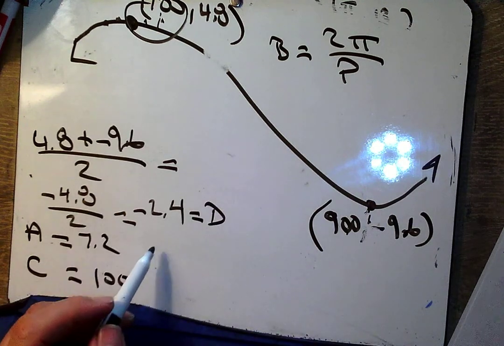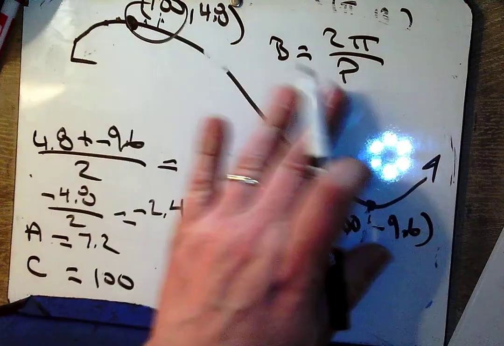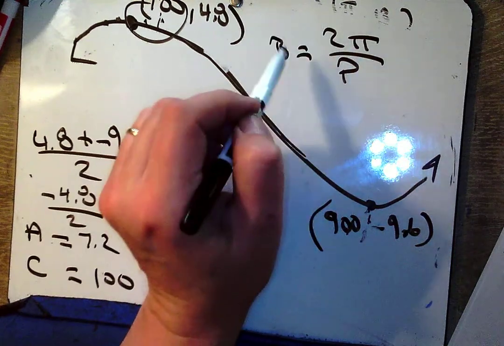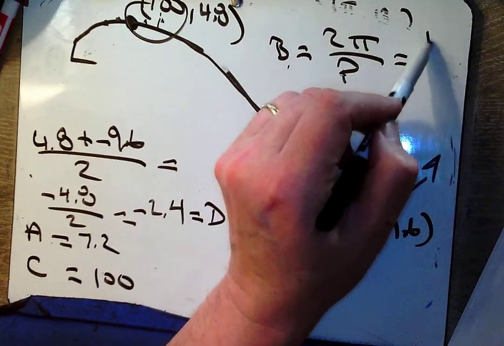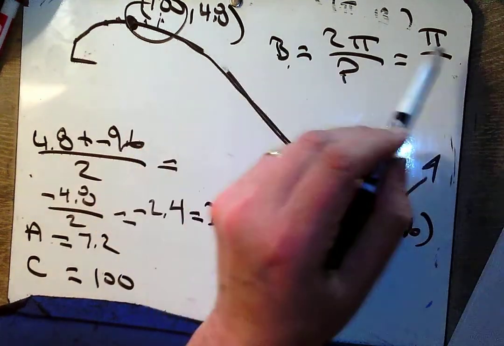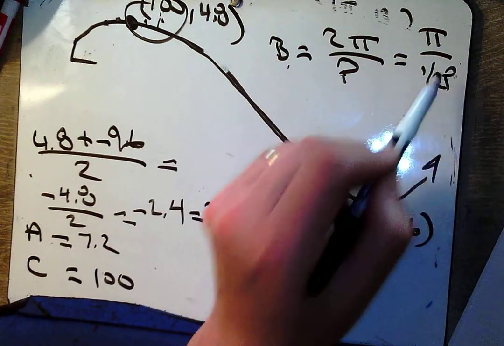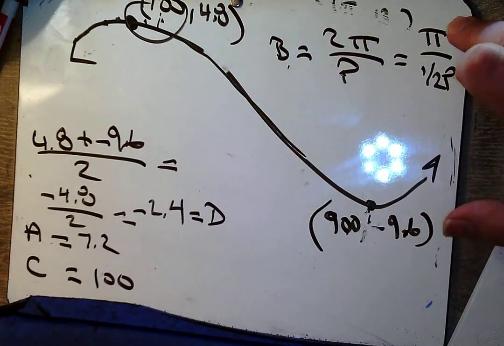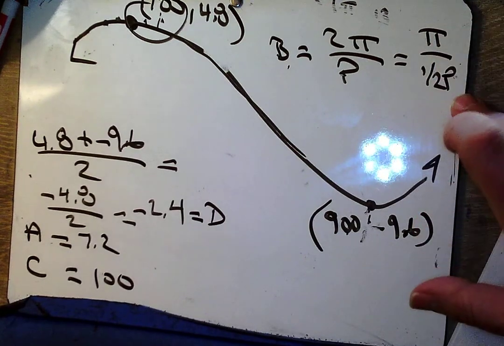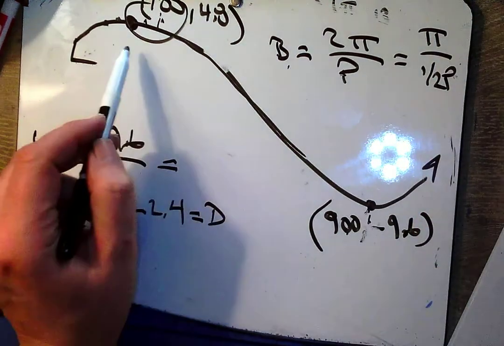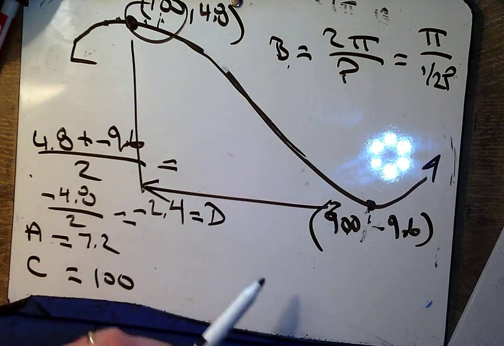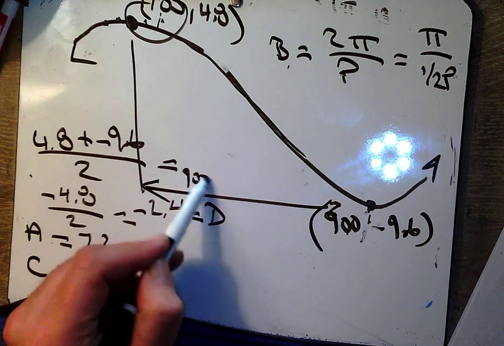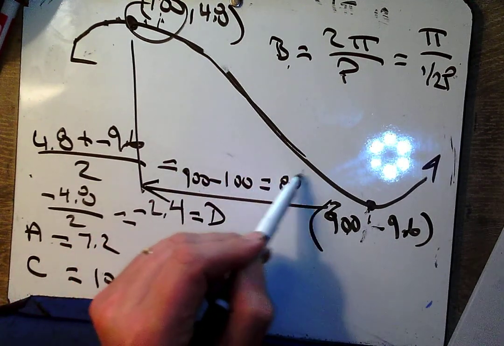Yes. Okay. So what I want to imagine here is that I've only got half a period. Well, if b is 2 pi over one period, then couldn't I also say that b is pi over half a period? If I divide both of these by 2, I get pi on top and half of a period on the bottom. Well, half of a period is what I'm presented with here. The distance from a high point to a low point is half a period. 900 minus 100 is 800.